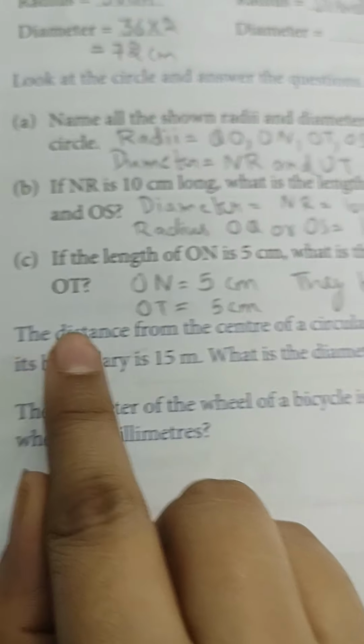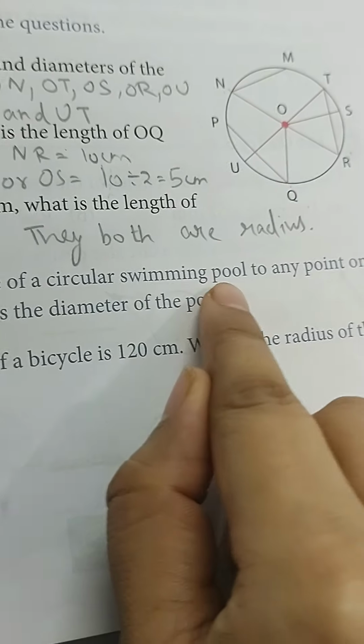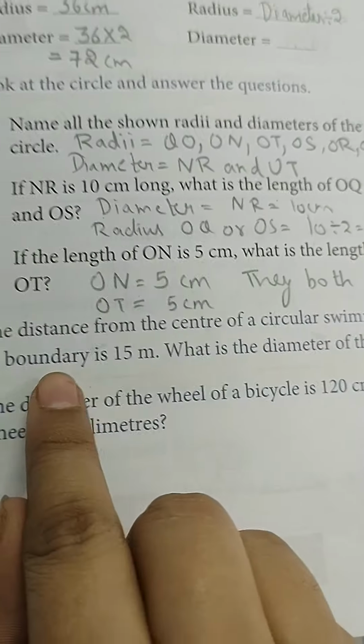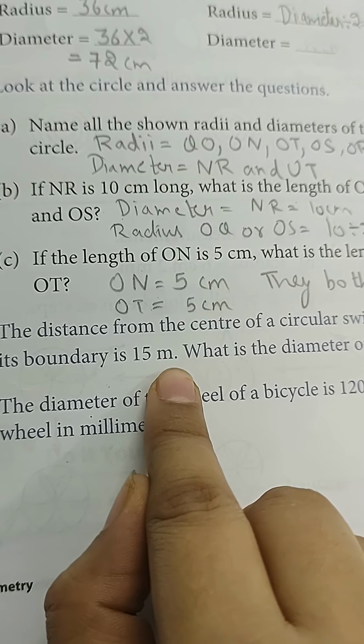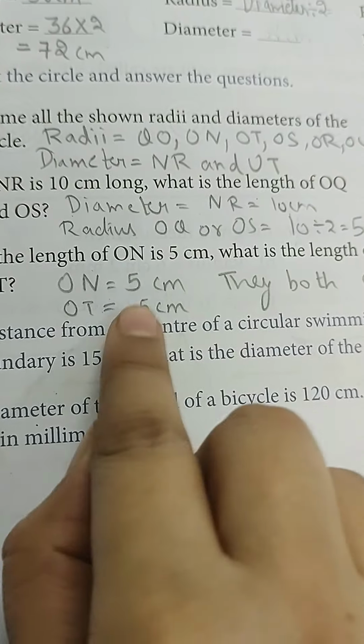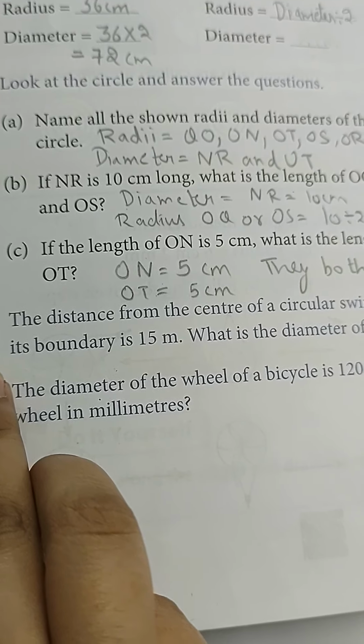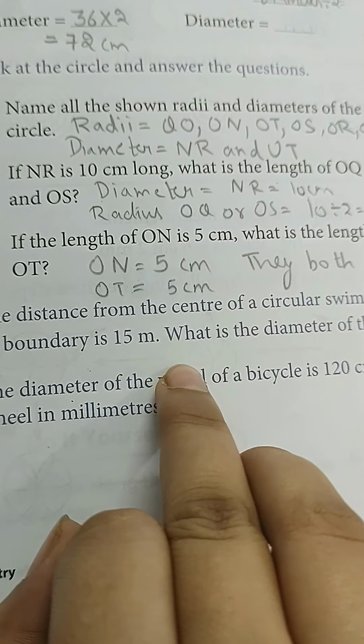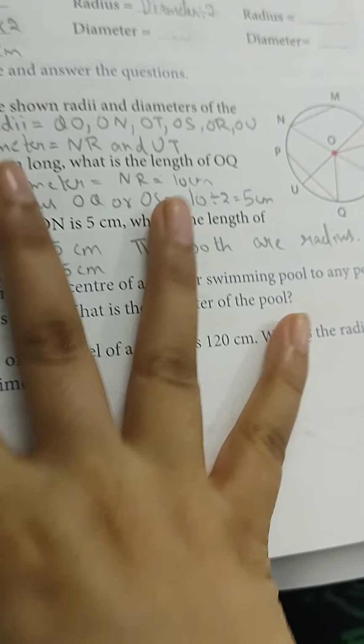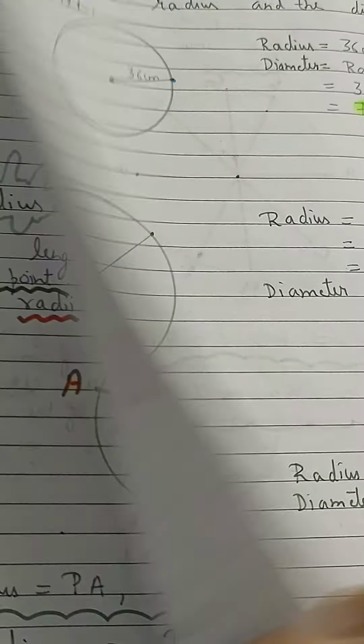Now the next part is: the distance from the center of a circular swimming pool to any point on its boundary is 15 meters. What is the diameter of the pool we have to find? So the same type of question is given, only this is given as a word problem. So we are going to do it like this.